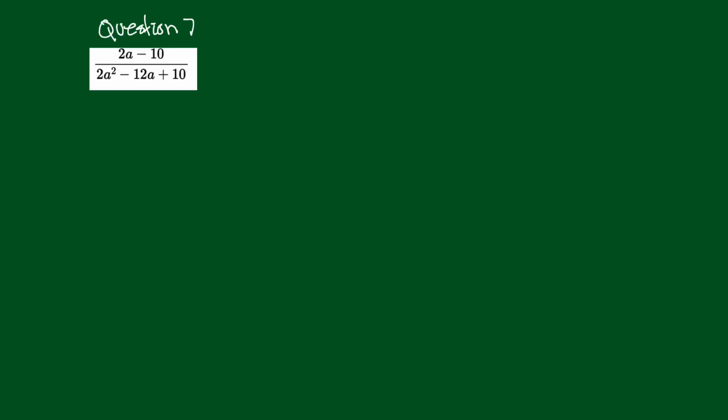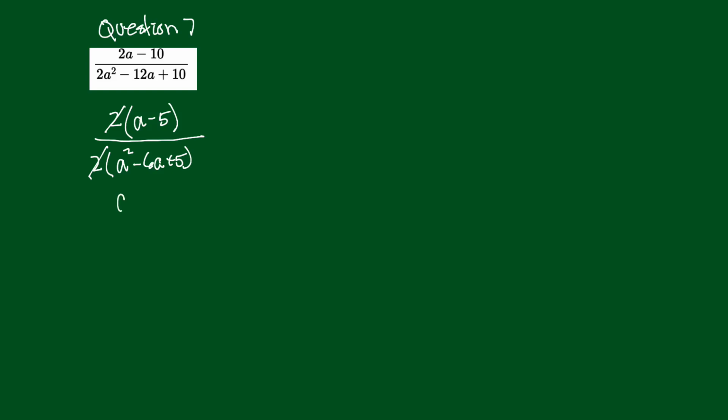Question 7. The problems are getting a little bit bigger now. Now notice I can take a 2 out of here and a 2 out of here. So let's do that. So take a 2 out of the top, we'll factor, getting a minus 5. And then the denominator, take a 2 out, and we're left with a squared minus 6a. Now, positive 10 divided by 2 is positive 5. Now, right away I can see those 2's will cancel.